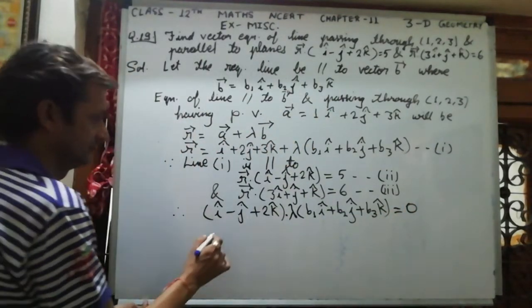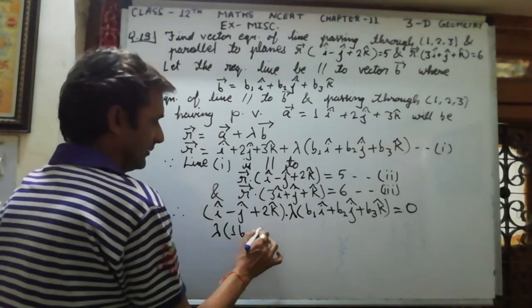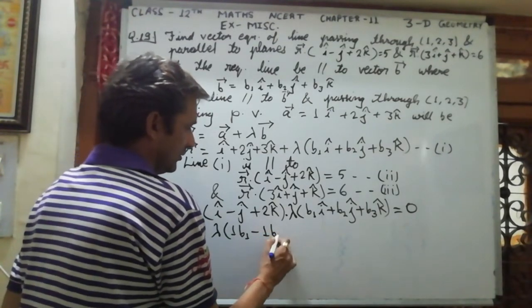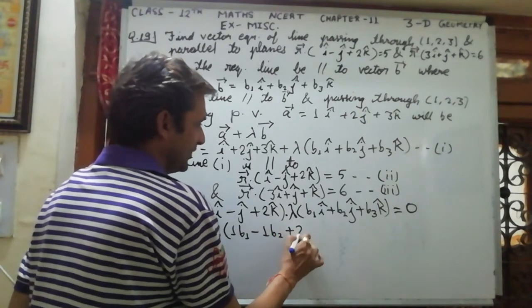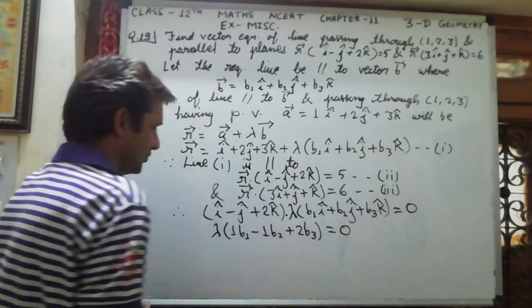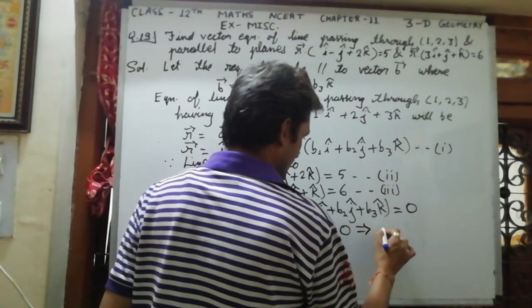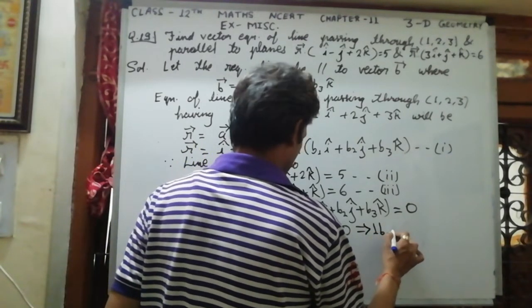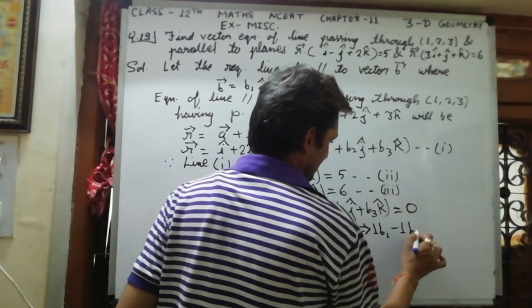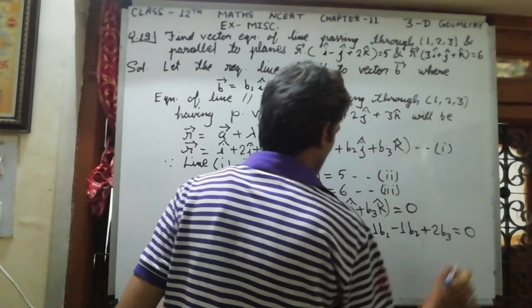That is, with lambda taken common, 1 b1 minus 1 b2 plus 2 b3 is equal to 0. It implies that 1 b1 plus minus 1 b2 plus 2 b3 is equal to 0.